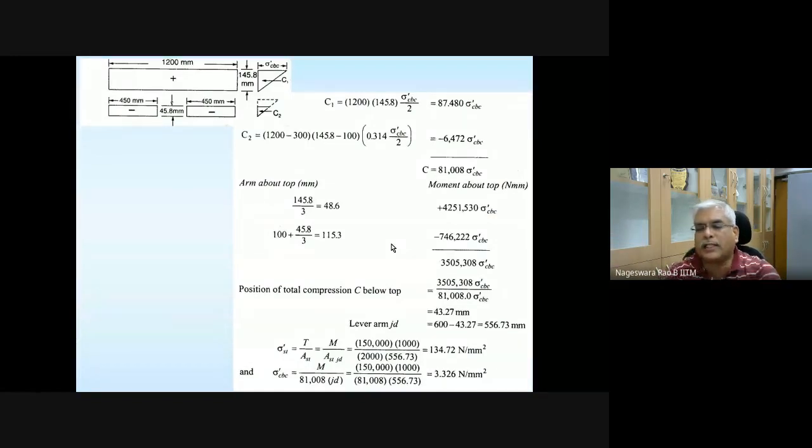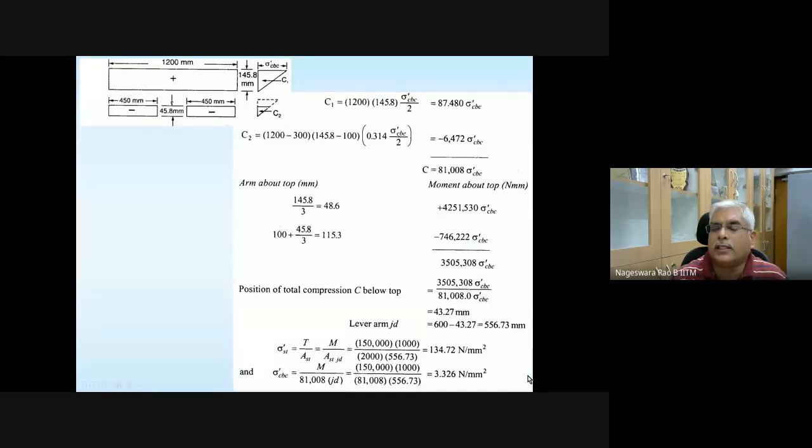So those details are given here. With whatever explanation I gave you, you just cross check these numerical values and you can calculate the lever arm distance. Once you calculate the lever arm distance, you are equipped with the equations to calculate the stress in steel and also the compressive stress in the extreme fiber of the concrete. These two equations you already know.